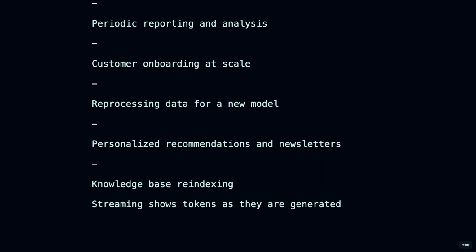Online APIs often return tokens one by one in streaming mode. That helps users see progress sooner, but it also means the system cannot fully evaluate the response before showing it.